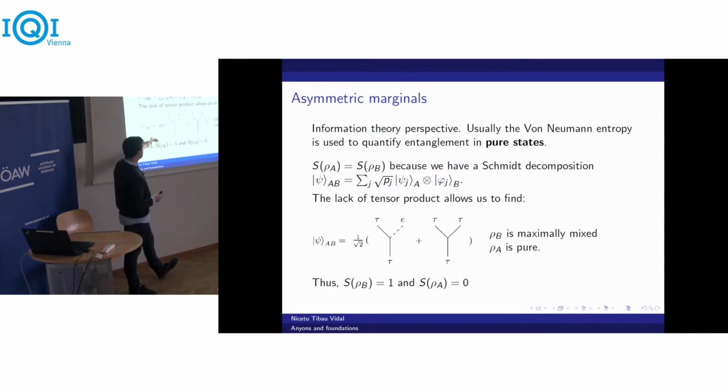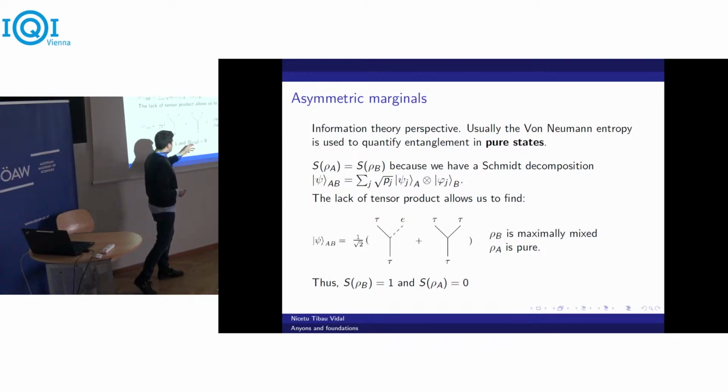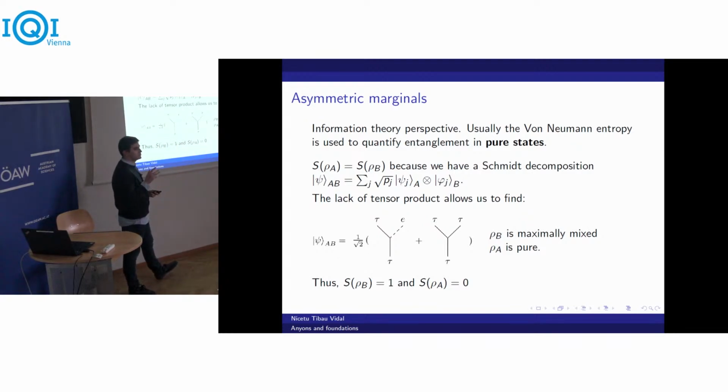Okay, so then when you calculate the von Neumann entropy for B, the entropy is just 1, and for A is just 0. So now I want you to guess. This will be interactive. I want you to guess. Do you think this state is entangled or not?